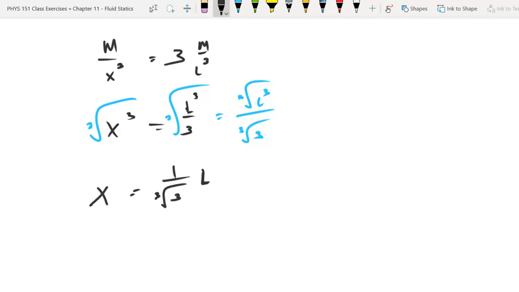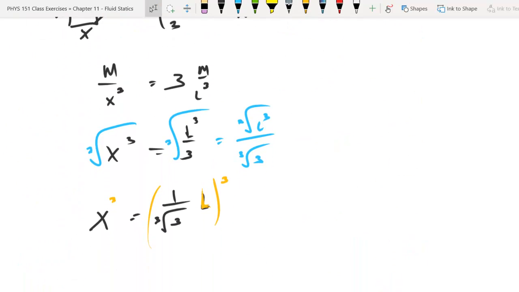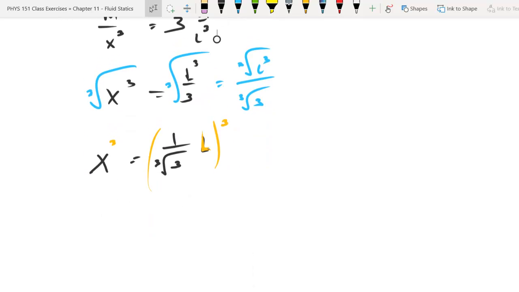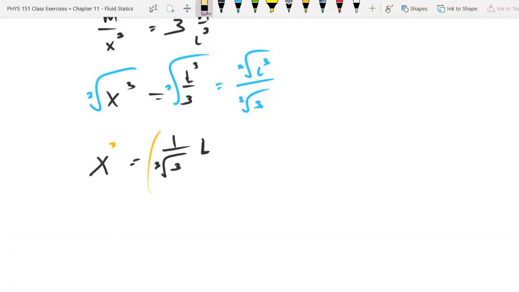And you can think about this like, okay, when I cube it, right, I'm going to end up with 1/3 the length cubed. I'll end up with 1/3 the volume, right? So when you take this whole thing, I'm going to end up with 1/3 of the volume that I had originally. This new one will have 1/3 of the original volume, therefore 3 times the density, right? Which is what we were looking for, 3 times the original density. So the new length, the new x, needs to be this in black.